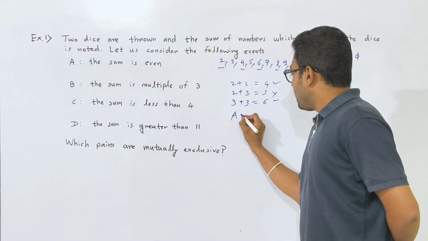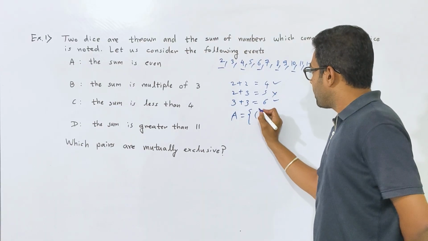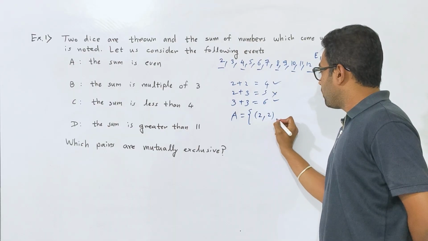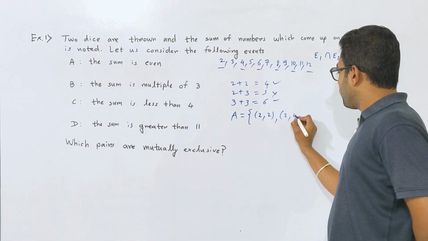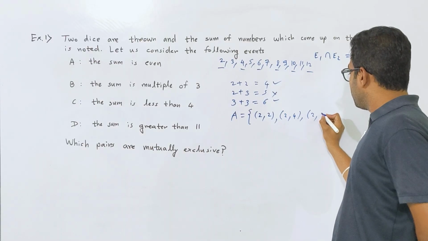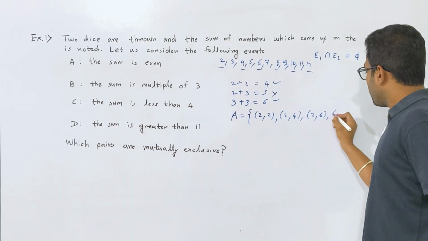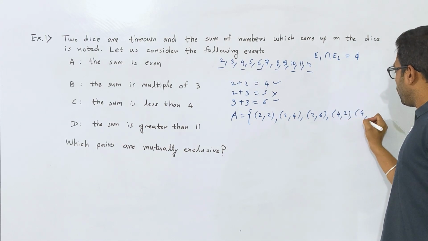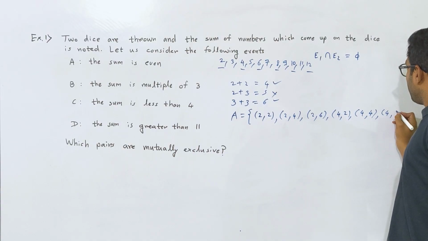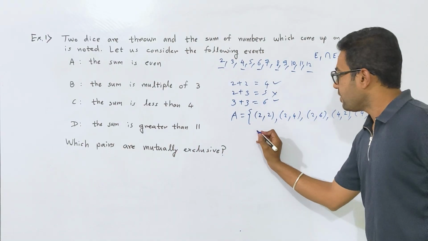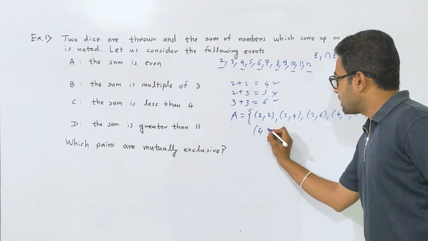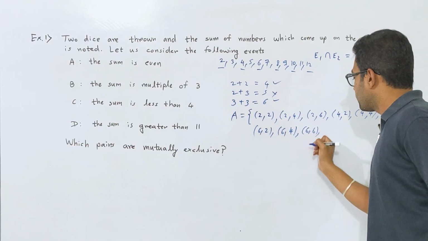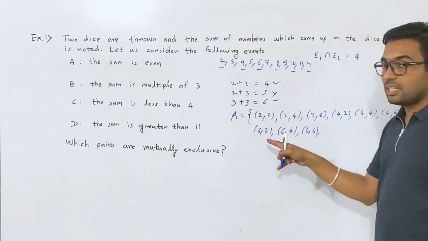So my event A will look like this: both even I am looking for. So even with even, even with even, even with even. Now if I change the first number, 4 with 2, 4 with 4, 4 with 6, also 6 with 2, 6 with 4, 6 with 6. Now these are all possible even pairs.